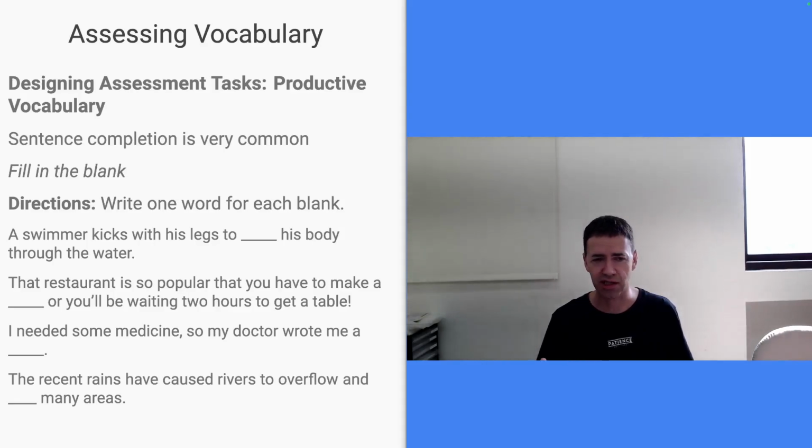And of course, as a teacher, if you're going to do it this way, you have to be prepared for all of the different answers. So if you're not confident in your ability to do that, it's better to do multiple choice at least, and then make them write it. Because, for example, a swimmer kicks with his legs to move his body through the water, propel his body through the water, force his body through the water, and on and on. I'm sure there's many options. So you better be sure of yourself if you're going to leave it open like this.